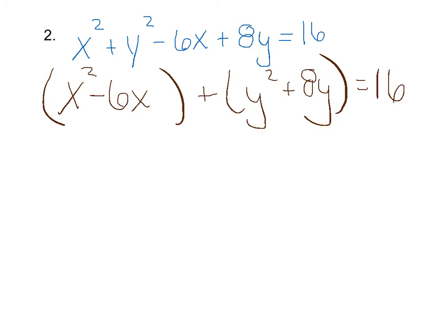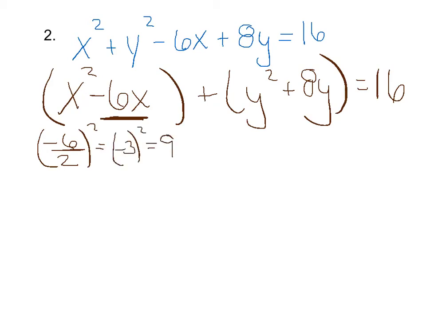So I'm going to use that same formula. I'm going to take my b over 2. So I've got negative 6 divided by 2 squared, which is negative 3 squared, which is 9. And I'm going to do the same thing for the y's. I'm going to take this b value, positive 8 divided by 2 squared, it's 4 squared, which is 16.